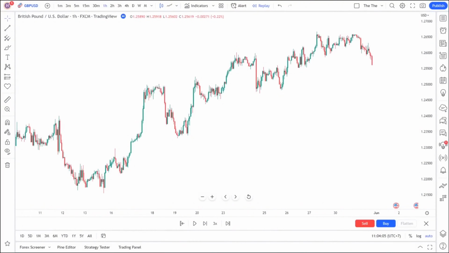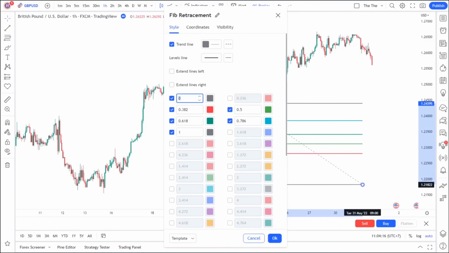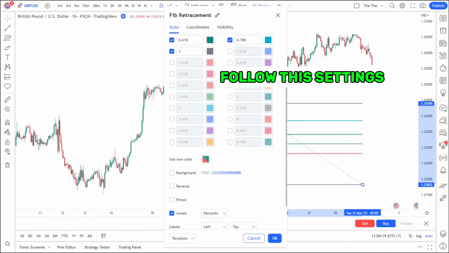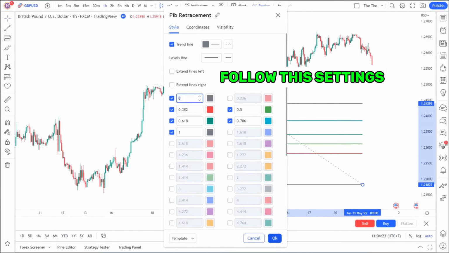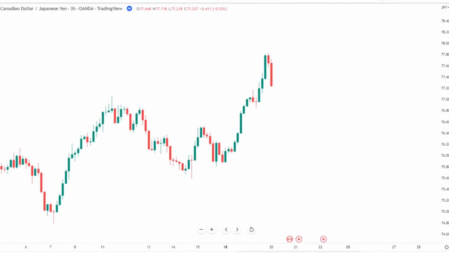If you are using TradingView, the tool is located on the left side of the screen. Click it and select Fibonacci retracement. For the settings, I recommend you copy my exact configuration so it's easier for you to follow along. Here is how you apply it.